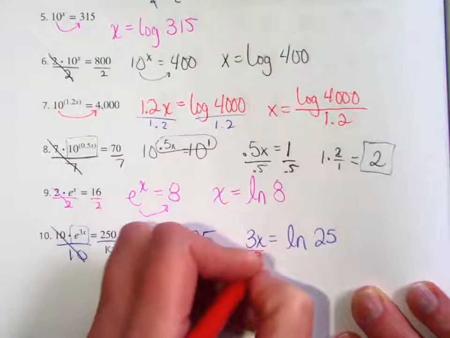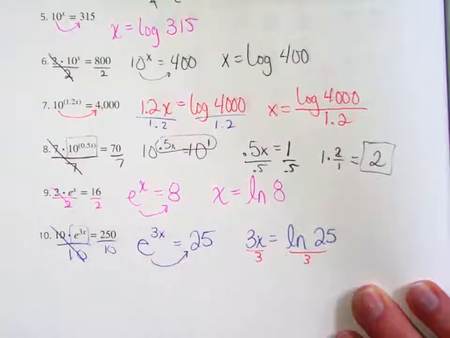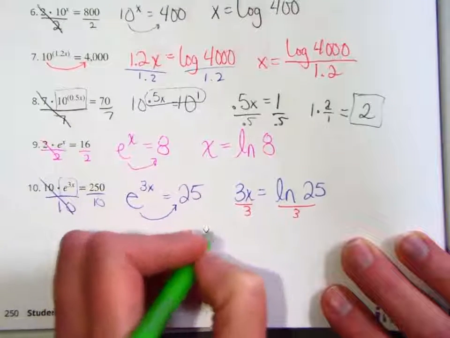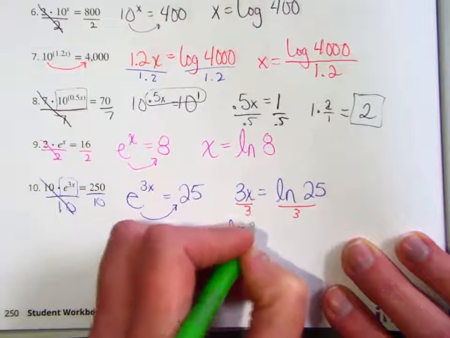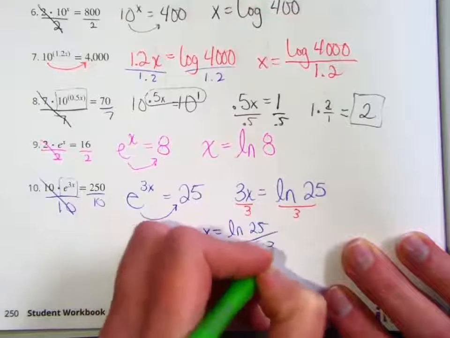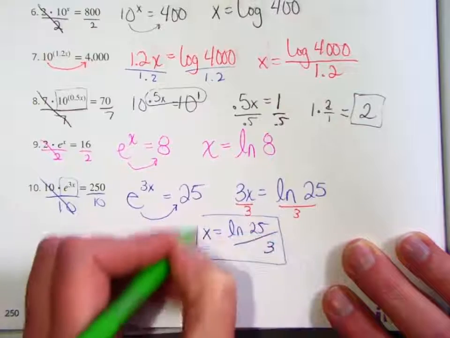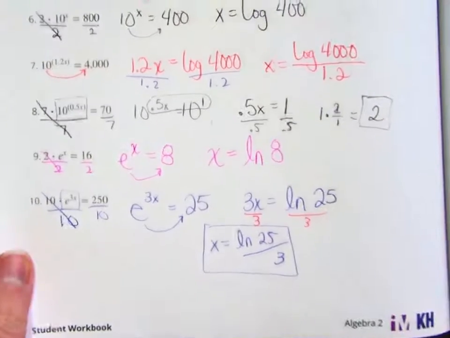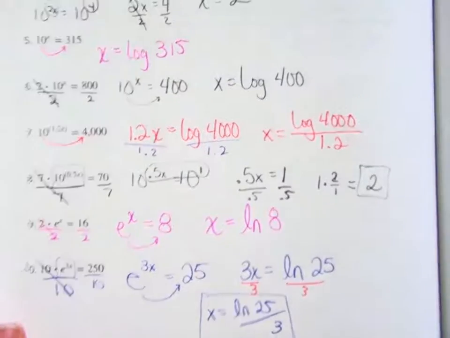Last step though, gotta get x by itself. We're not done until x is all by itself. So x equals natural log of 25 divided by 3. Check your answers, make sure you've got them right.